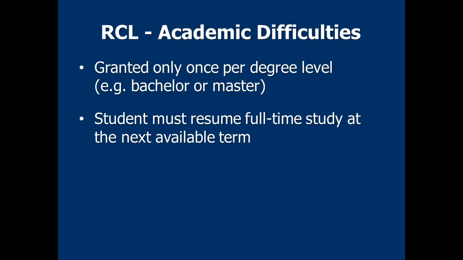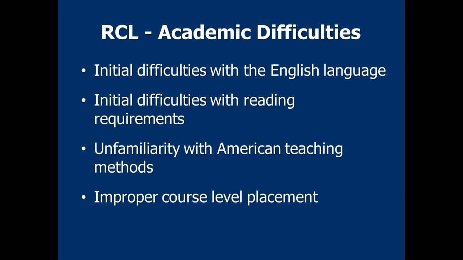Reduced course load, or RCL, due to academic difficulties. This is granted once per degree level: bachelor's, master's, or doctorate. The student must resume full-time study at the next available term. The following are RCL acceptable academic difficulty reasons. One, initial difficulties with the English language, initial difficulties with reading requirements, unfamiliarity with American teaching methods, and improper course placement.